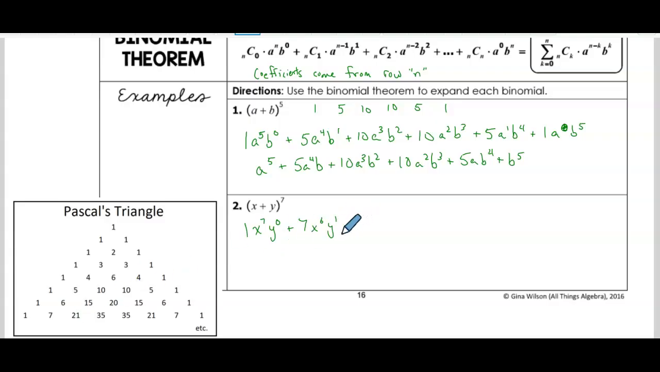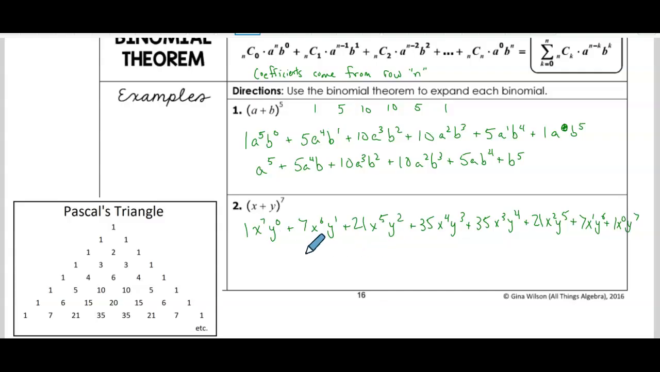The next number is 21, and it's x^5, and it's y^2. And then we have 35. We have x^4 and y^3, another 35, x^3, y^4, and all of these are adding up to 7 every time I do one. 21, x squared, y to the 5th, 7, x to the 1st, y to the 6th, and 1, x to the 0, y to the 7th.